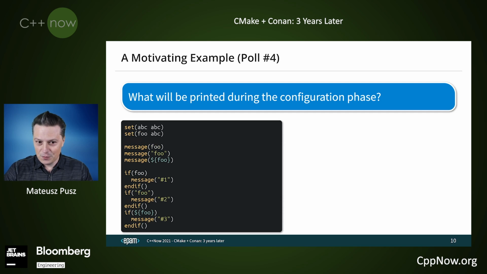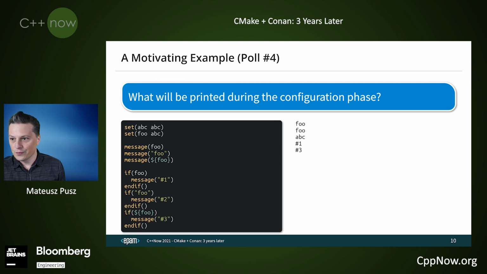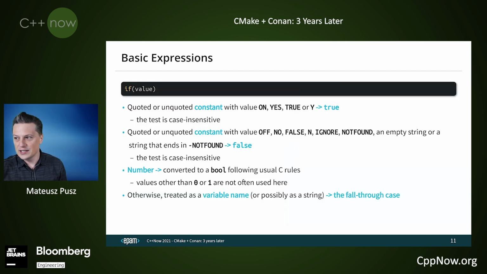If we didn't know exactly what the answer is here, maybe I'll just show the next poll, but I will not run it because we are tight on time. But I think I proved my point. If you actually define the variable ABC with the ABC value, the output will be even different. This will be full ABC, number 1 and number 3. So, as you can see, the logic in CMake is not that easy.